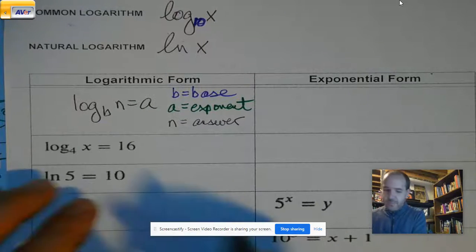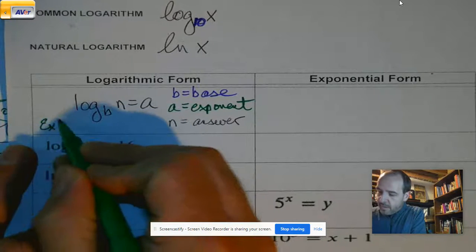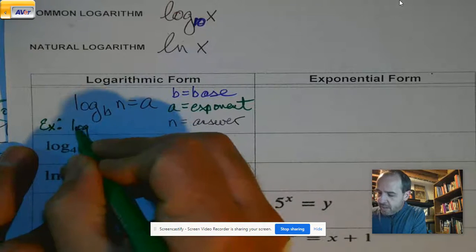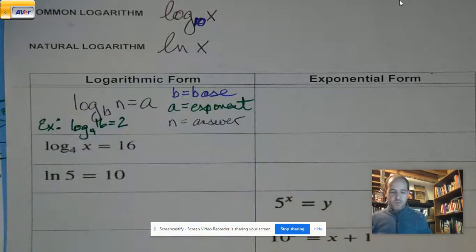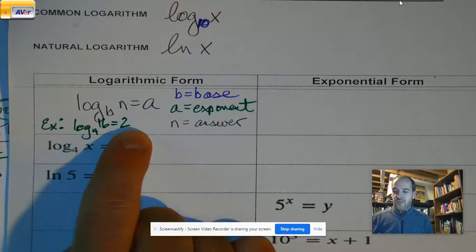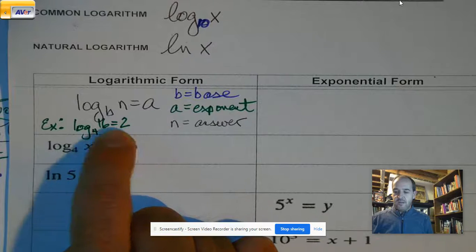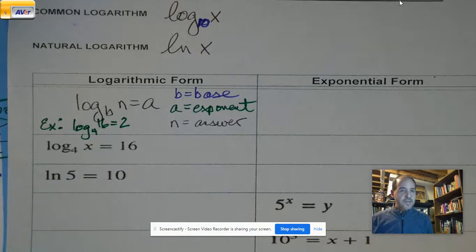Let me show you. So for example, if I have log base 4 of 16 equals 2. Okay, think about that for a second. If 4 was my base and 2 is my exponent, what's 4 squared? 16. You're like, seriously? Yeah.